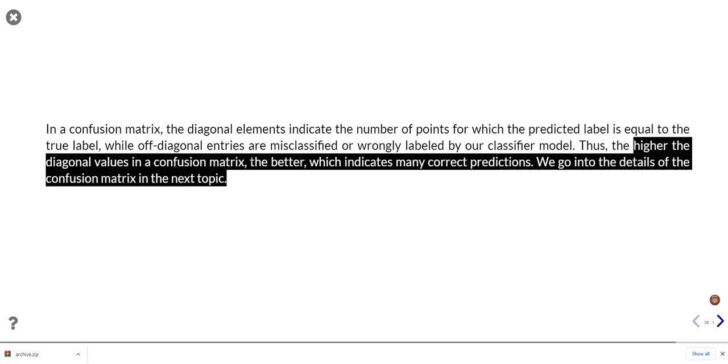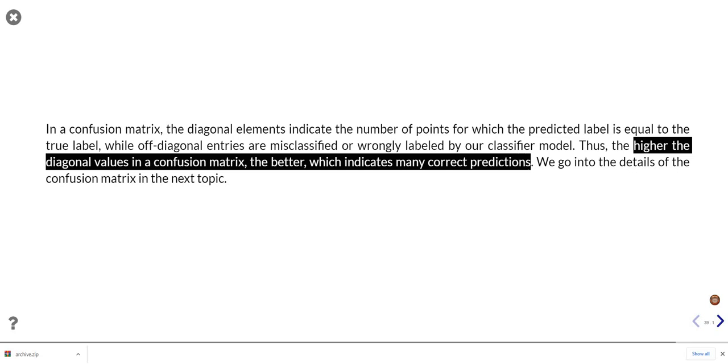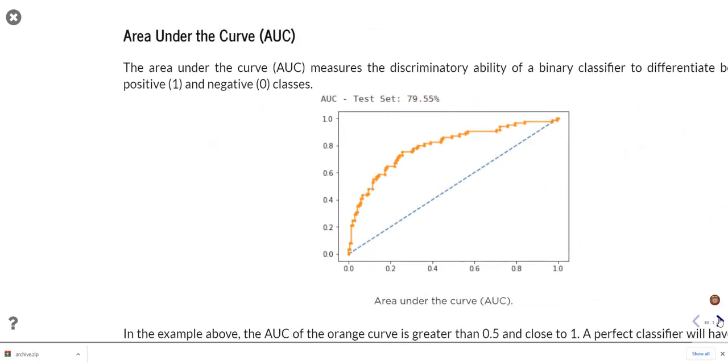So that means the higher the diagonal values in the confusion matrix, the better, which indicates there are many correct predictions. We'll go into the detail in the next topic. The value of the true positive should be high, true negative should be high. This one by right should be 0, or should be minimal. Then only will the model have high accuracy.